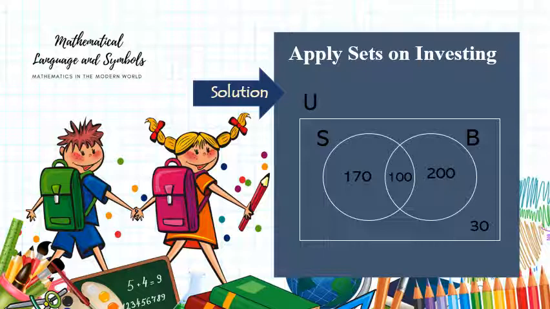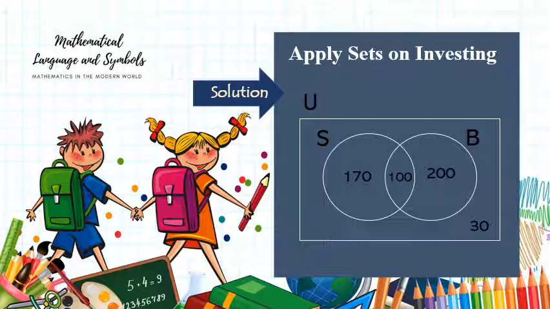There are 100 investors who invested in both stocks and bonds. That's why the intersection of S and B is 100. 300 investors invested in bonds, so 300 minus 100 equals 200. Since 100 already invested in stocks and bonds, 200 investors invested in bonds only.